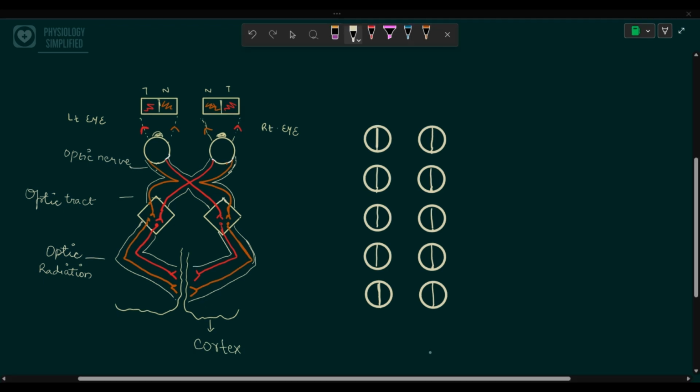Hi there everyone. In today's video we will be studying the visual field defects. There can possibly be 5 types of defects that can occur due to damage to the visual pathway.